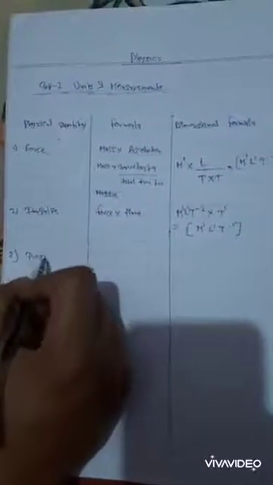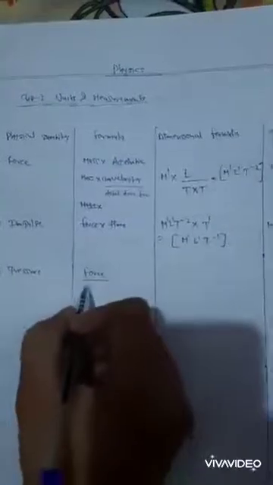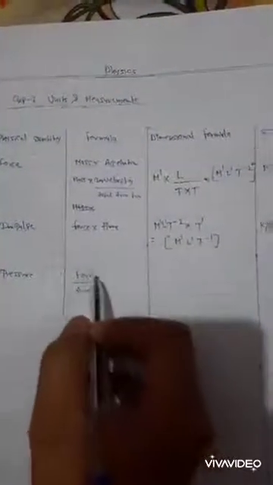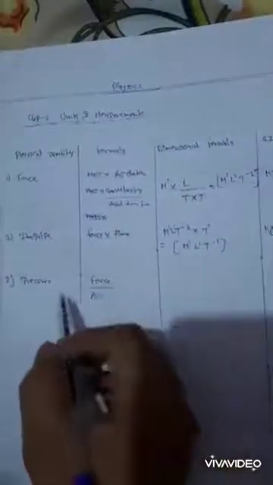Now we are taking pressure. So the formula of pressure is force by area. That's why I am telling you to learn the dimension of force, because it comes in almost every physical quantity.